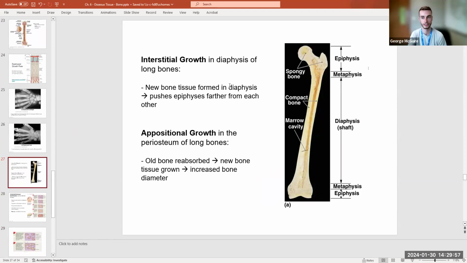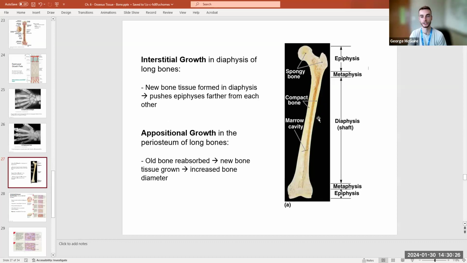So interstitial growth is new bone tissue being created within the diaphysis that is going to push the epiphyses away from each other. So as the diaphysis is growing and growing, both sides ultimately get pushed away, thus lengthening the bone. So interstitial, because it's in between our two poles, pushing those two poles away from each other, pushing the epiphyses away from each other.